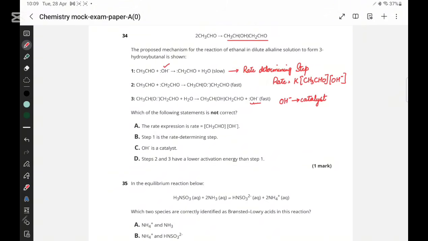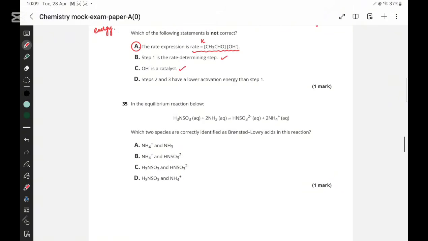Okay, so which option is not correct? The option that is not correct is going to be A. Why? Because the rate is written like this, but there is no k value here, so this option is wrong. Option B is correct. Step 1 is the rate determining step, the slowest step. OH minus is a catalyst, and steps 2 and 3 have lower activation energy than step 1. Of course, the one which is the slow step is going to have the highest activation energy. What is activation energy? The energy required to start a reaction.